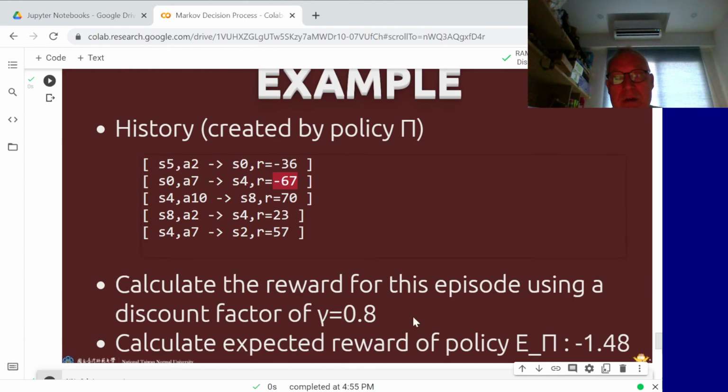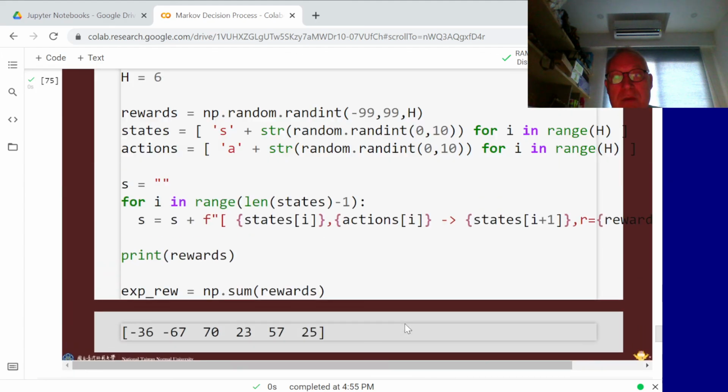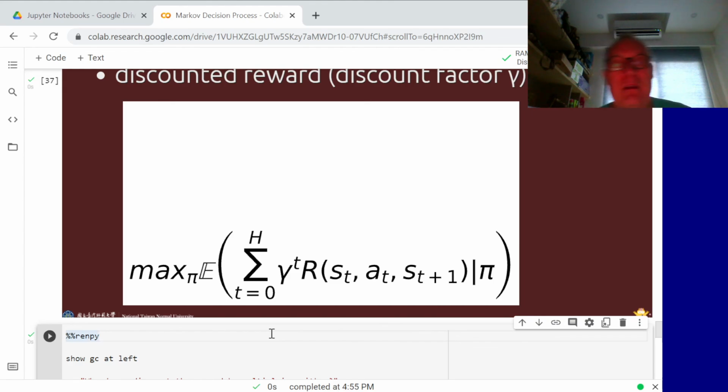Okay, so here's our discount factor, and this is what reinforcement learning is all about. We're trying to find pi to maximize this value, the expected summed up discounted reward. That's at the heart of reinforcement learning, given the set of states, the set of actions, and the transition function. Okay, good. Then that's it for today.